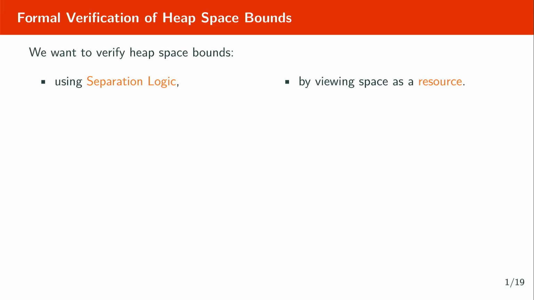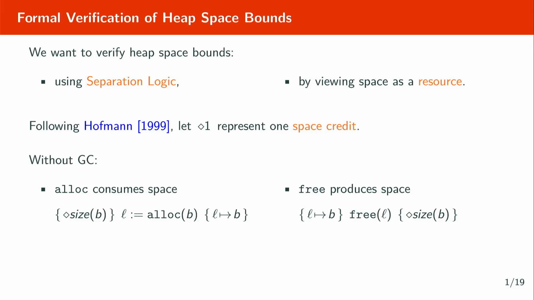verify programs, by viewing space as a resource. And by doing so, we follow a long line of work started by Hoffman in 1999, where he used one diamond here, or one space credit, to represent one free memory word. And without garbage collection, things are almost easy, because allocation consumes space, whereas dually, free produces space. So allocating a block B consumes the size of B space credits and produces a valid points-to assertion, and dually, freeing allocation consumes the points-to assertion and produces space credits.